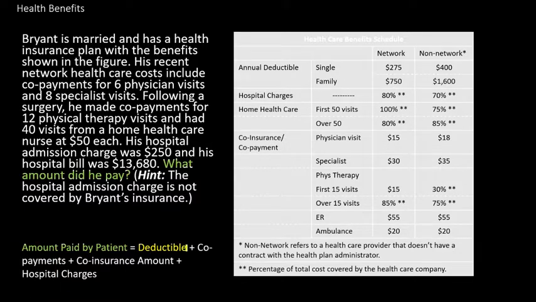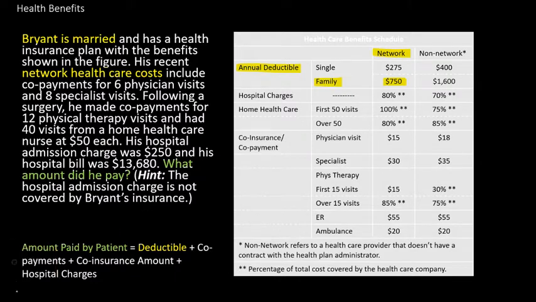So first step is our deductible. It says Bryant is married and has a health insurance plan with the benefits shown in the figure, and then it starts talking about his healthcare costs. So they don't mention the deductible. But what they do tell us is that Bryant is married and he has network healthcare costs. So when I look at annual deductible, we're going to look at family because Bryant is married, and we're going to look at network. So his deductible is going to be $750.